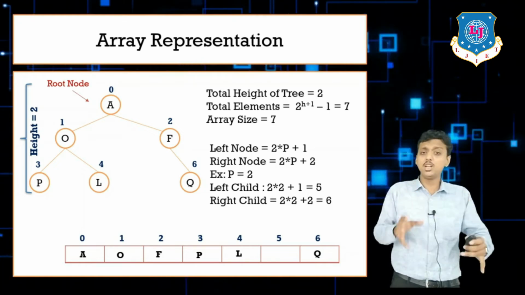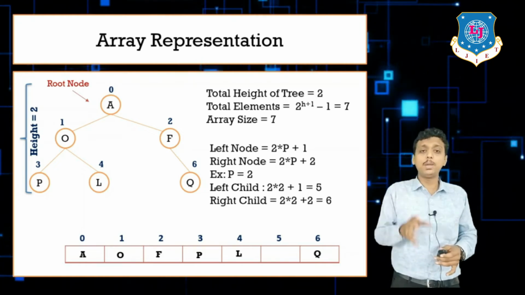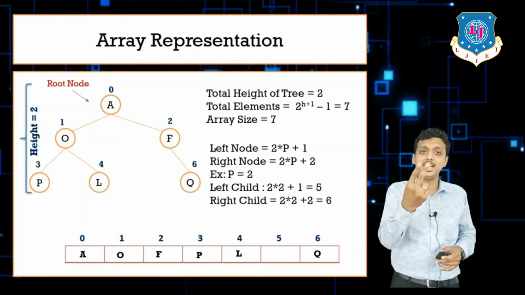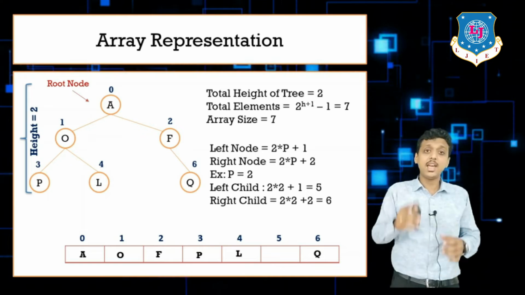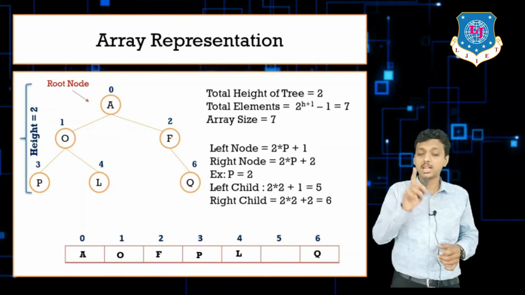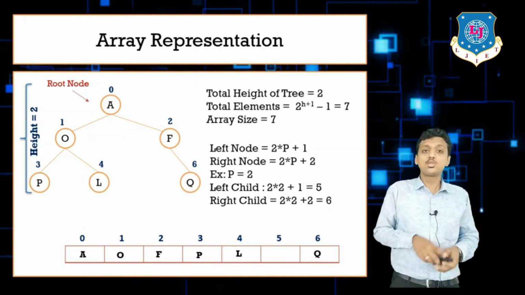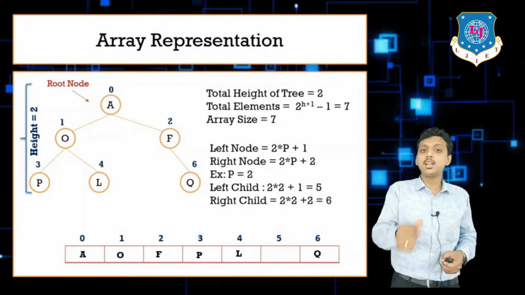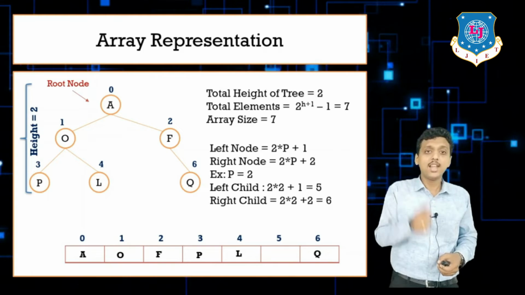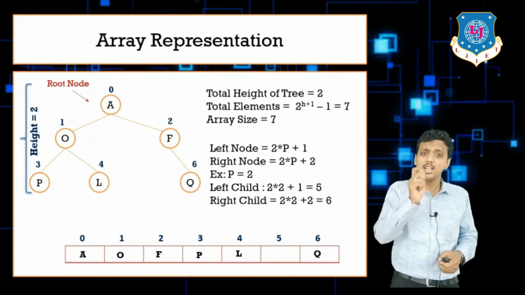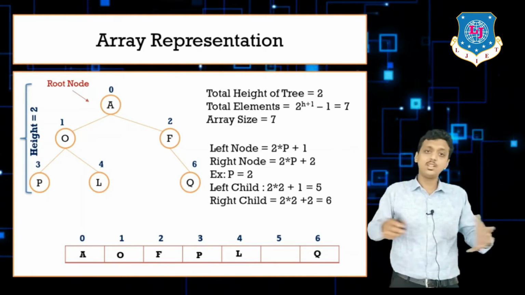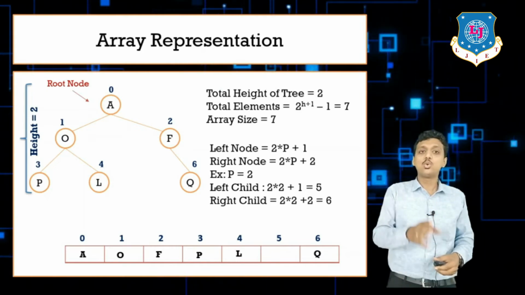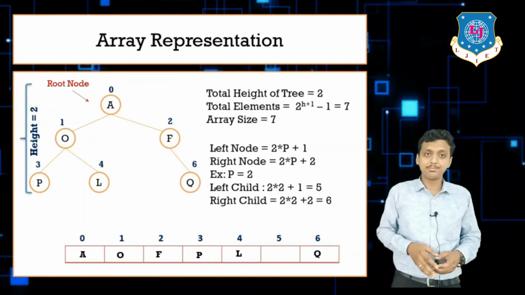Fine. So for which node do we need to find it? For the second index. At second index we have node F. So 2 into 2 plus 1, that becomes our left child. Now tell me, is there any node at the left side? No sir, there are no nodes at the left side. Yes, you are right. So that's why that place is empty.